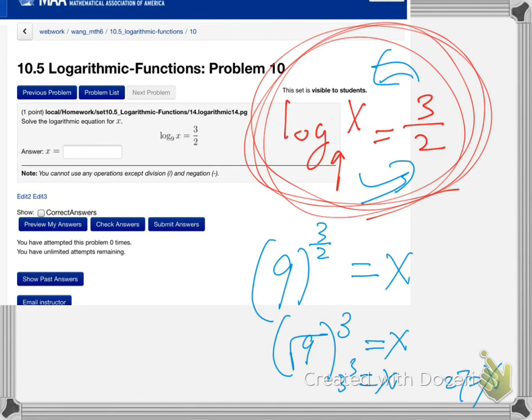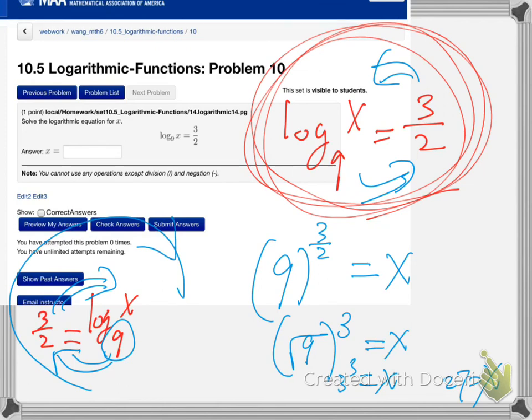So remember, the rule is not counterclockwise or clockwise circle. It's always start from the base. If you put 3 over 2 on this side, start from the base, 9, go to the other side of the equation, the equal sign, and then go back. So this circle is clockwise and this circle is counterclockwise. So from the base to the other side and then go back. That's the definition of log, how to change log to exponential form. Okay, that's our today's lecture.